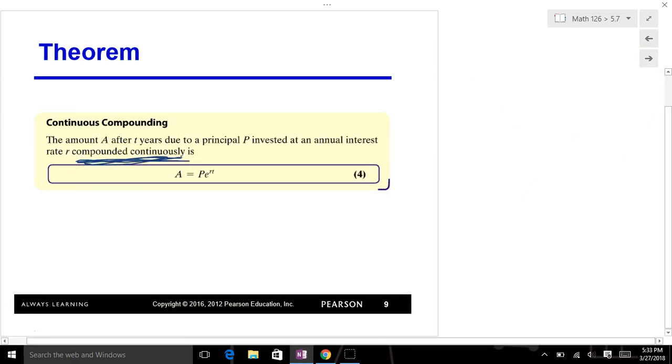Now this is theoretical. You're not going to see any banks or investments or whatever do continuous compounding, but it's a really short and concise formula to do a quick analysis of the money you might have at the end or how much you want to start with. So again, only if you're compounding continuously does this apply.